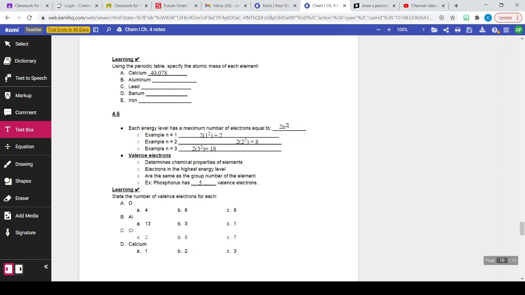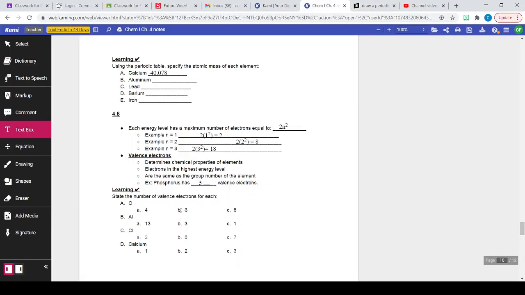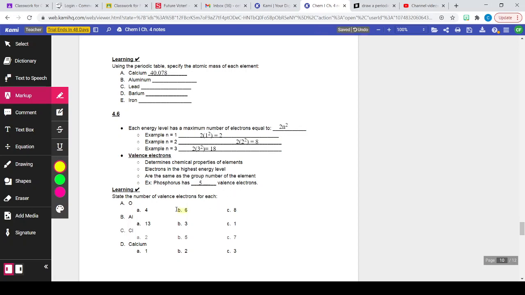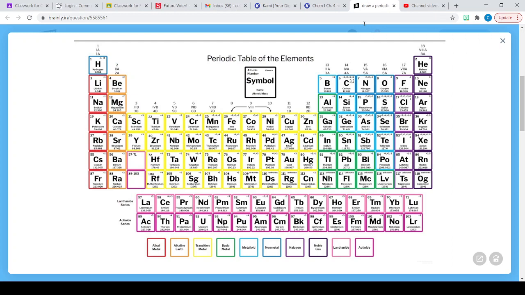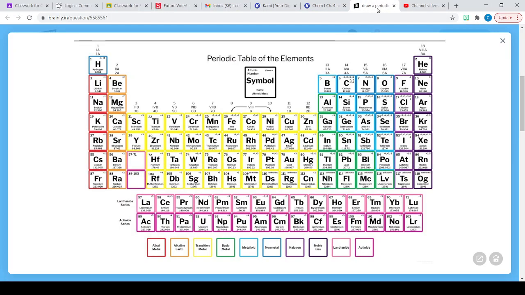Alright, so state the number of valence electrons. So for oxygen, we're right here. If you look above, it's going to be 6, or you could just count over 1, 2, 3, 4, 5, 6. So the answer for this is going to be 6 valence electrons. Aluminum. If you look at aluminum here, it's going to be 3. Chlorine, 7.